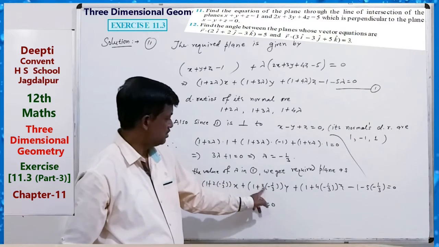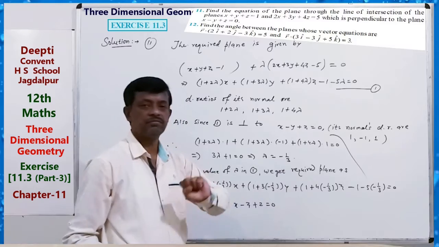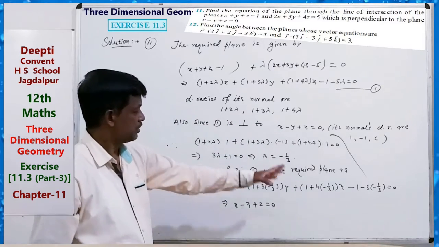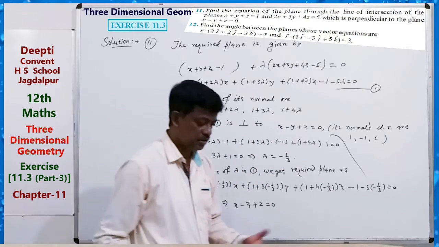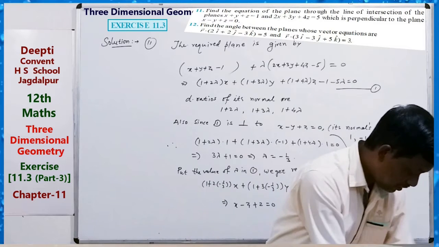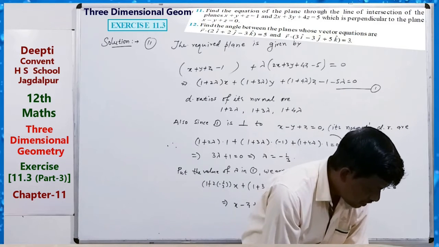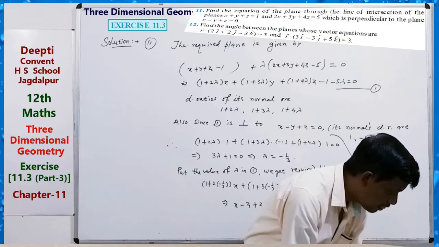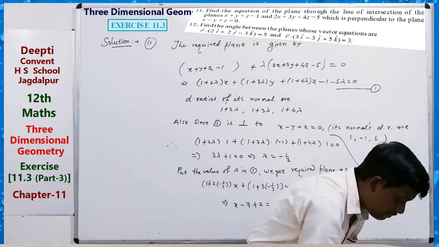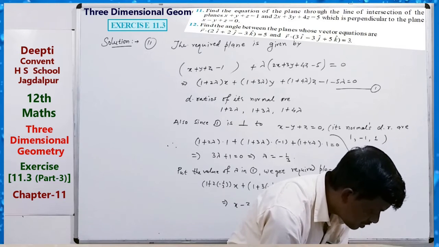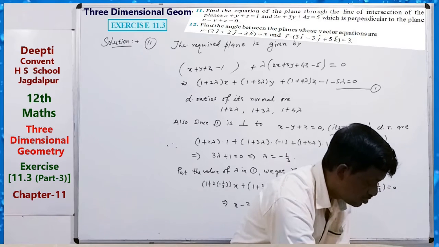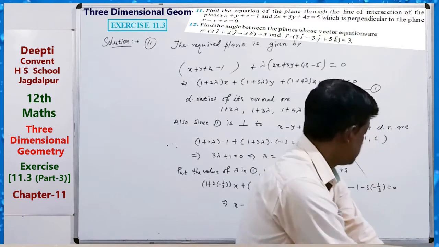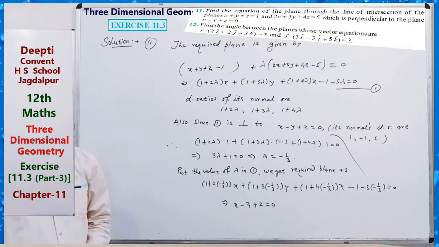Here we can see that the y term vanishes. Now just simplify and you can see the result. So the solution is x minus z plus 2 equals 0. Okay, so this is the solution.